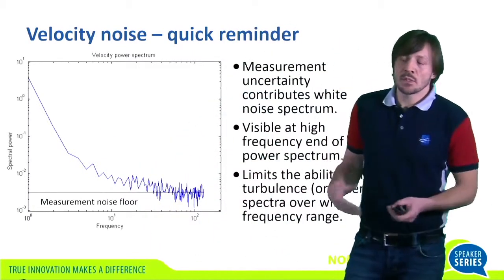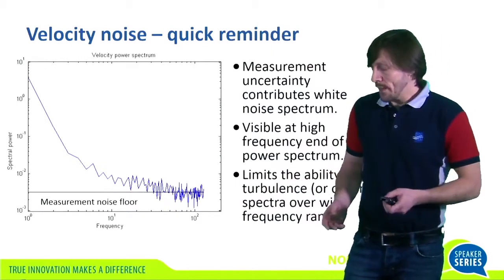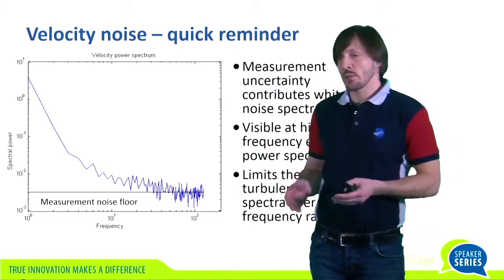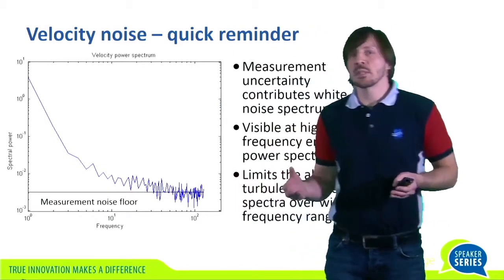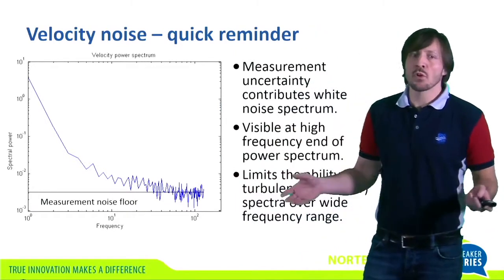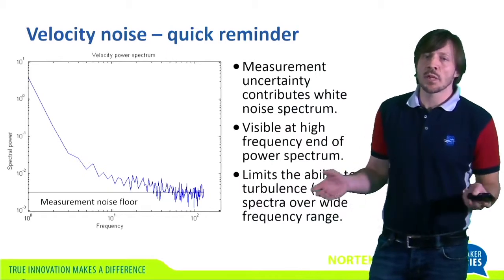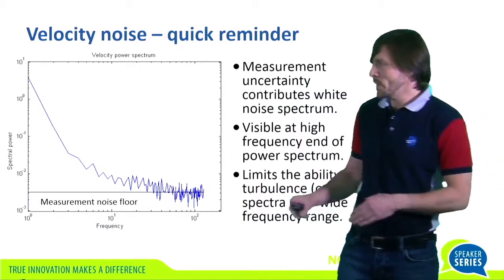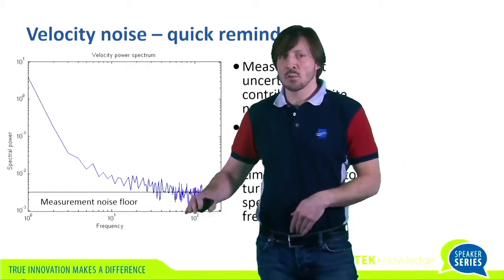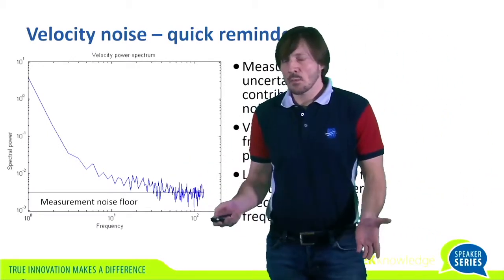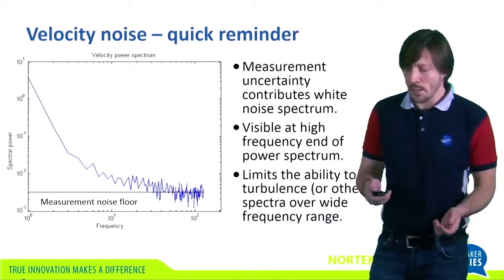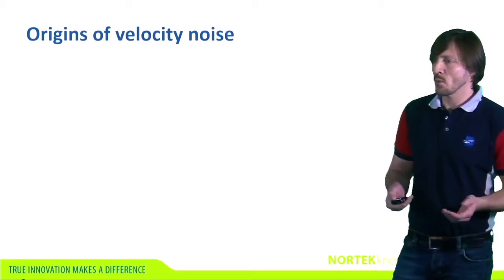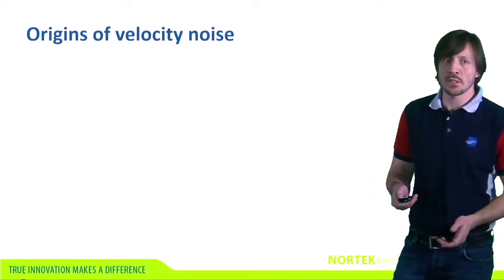If you're just interested in measuring a steady flow, you will see variations around the steady level, and you have to average over some time to get a precise estimate. The more noise there is in the measurements, the longer you have to average over. So keeping this noise level as low as possible is always in your interest. We're going to look a little bit at how that can be done. But first, where does it come from? What's the origin of this noise?